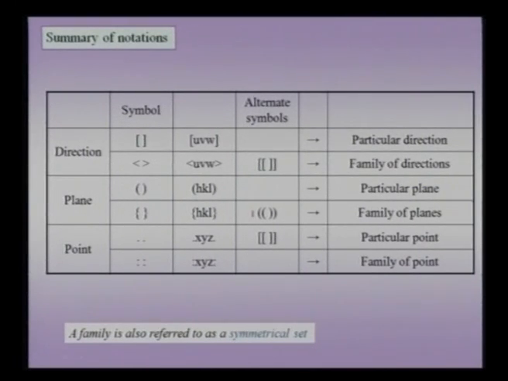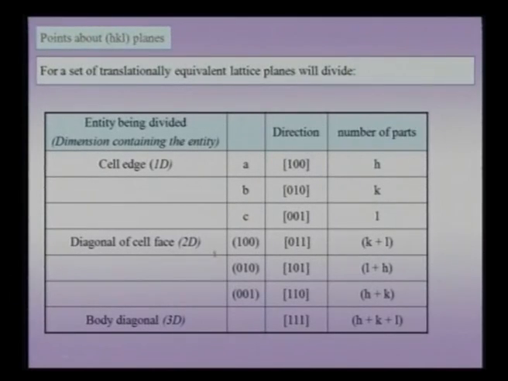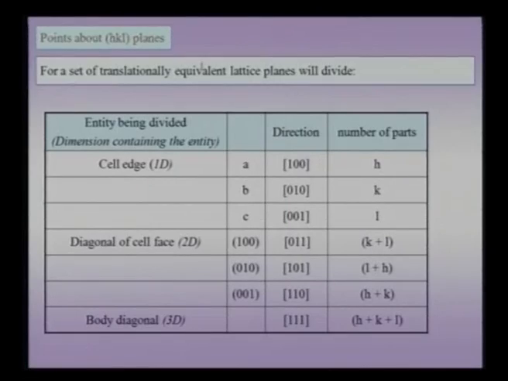Additionally, they may also use a notation for a point and for a family of points, like a point xyz put within dots, and a family of symmetrically related points between a symbol which looks like a colon. All these symbols may be useful especially when reading journal papers. Briefly, we will go over certain points about the HKL planes. This may not be very interesting at this point of time, but it is worthwhile to note these points.